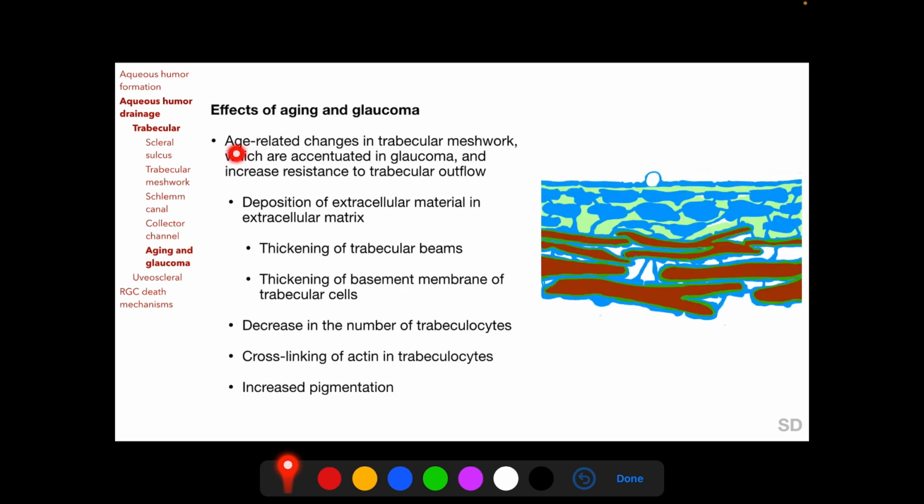Age-related changes occur in the trabecular meshwork which are accentuated in glaucoma patients, and these changes increase resistance to trabecular outflow. These include deposition of extracellular material in the extracellular matrix, resulting in thickening of the trabecular beams along with thickening of the basement membrane of the trabeculocytes. In addition, there is a decrease in the number of trabeculocytes, and in the remaining trabeculocytes, cross-linking of the actin microfilaments is found. There is also age-related increased pigmentation of the trabecular meshwork.